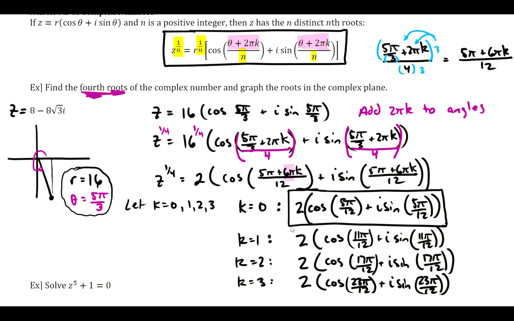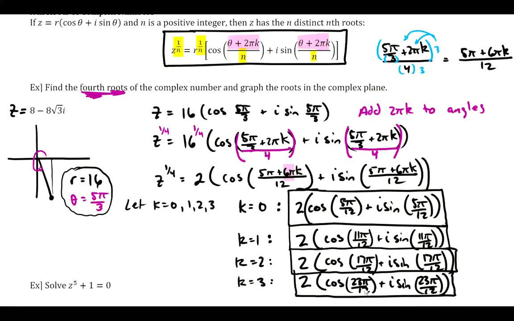There's our other 4. Okay, so I've got them all here, or our other 3 to make 4 total. Like that. Notice if I added another 6 pi to the numerator, it would have been 29 pi 12ths. But getting a coterminal angle, that would be back to 5 pi 12ths.